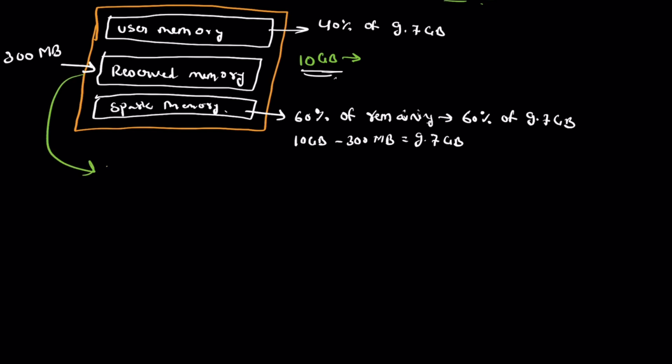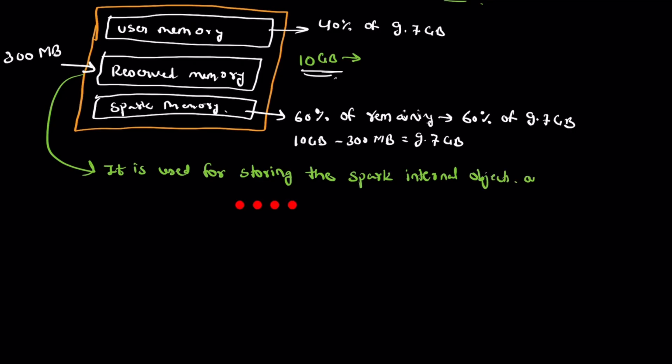Reserved memory is used for storing the Spark internal objects used by the Spark engine. So over here, the reserved memory is used for storing the internal objects of Spark, which are native to Spark and not created by the user, which are used by the Spark engine.